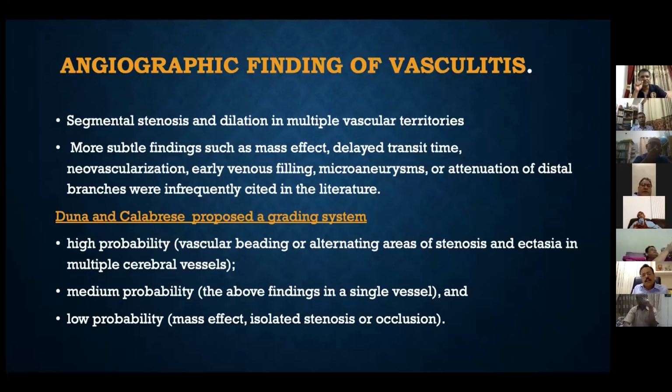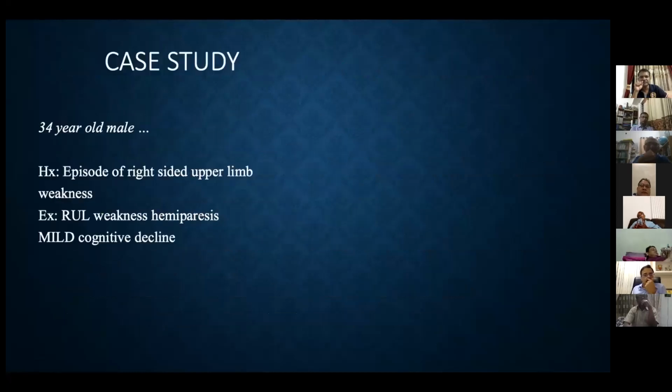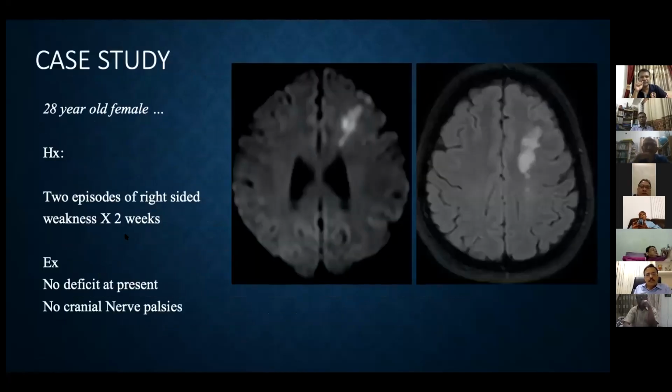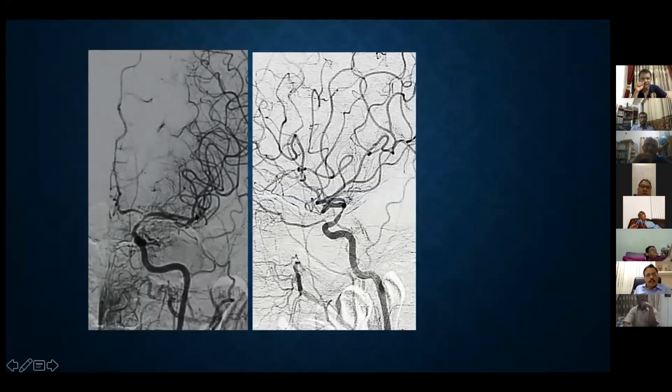So as I mentioned, sometimes you may not see anything on DSA. This patient has these infarctions. But in this case, you can see this is the major vessel involvement. And as I said, these findings can overlap with many other diseases. And in this case, I will discuss more in detail.